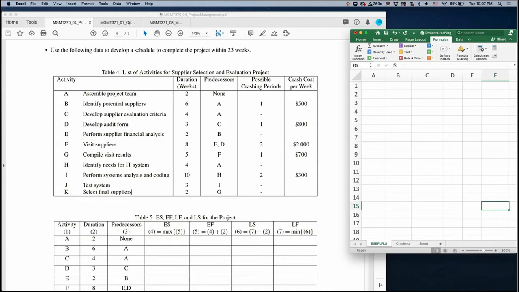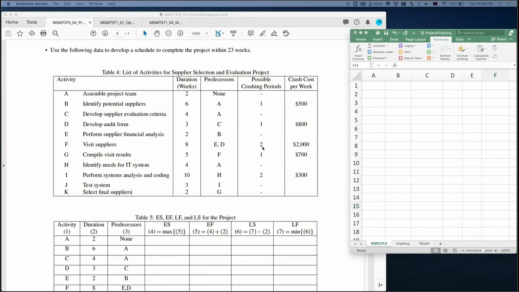For example, we have activities A through K, and out of these, crashing is possible for some activities. For example, activity B has a possible crashing period of 1, which means they can finish by expediting by 1 week. Their current duration is 6 weeks, but if they crash this activity, they can complete it in 5 weeks.